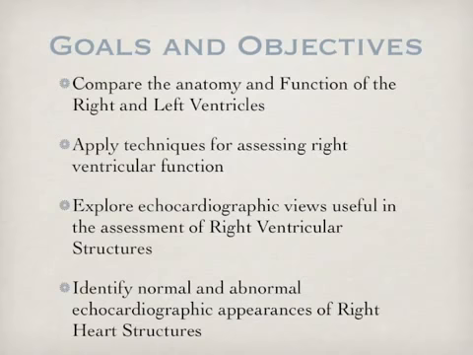The structure and anatomy will be compared and contrasted with those of the left ventricle in order to bring a greater understanding. Subsequently, we will discuss techniques for assessing right ventricular function, especially tricuspid annular plane excursion, or TAPSE. We will review echocardiographic views used in the assessment of right heart structures. Finally, we will identify normal and abnormal echocardiographic appearances of right heart structures.